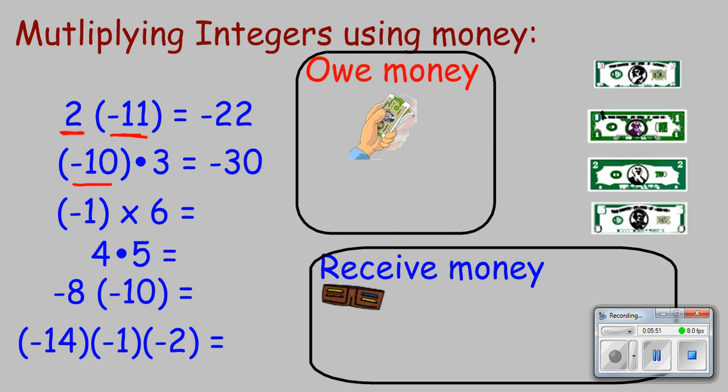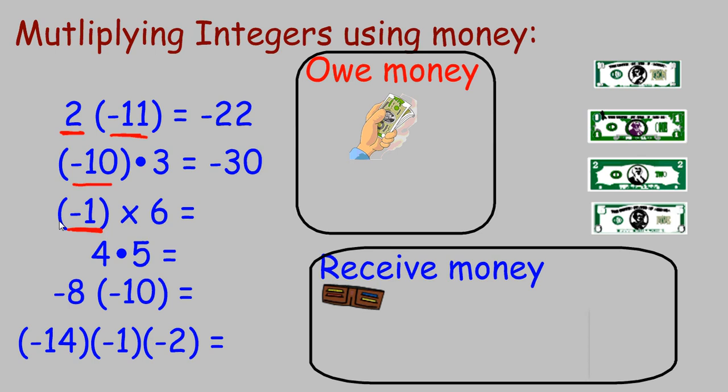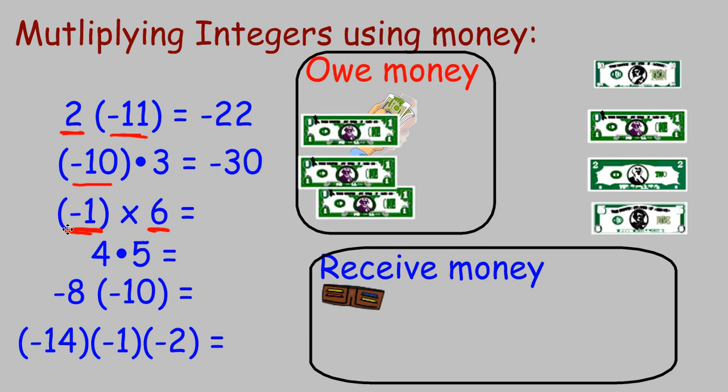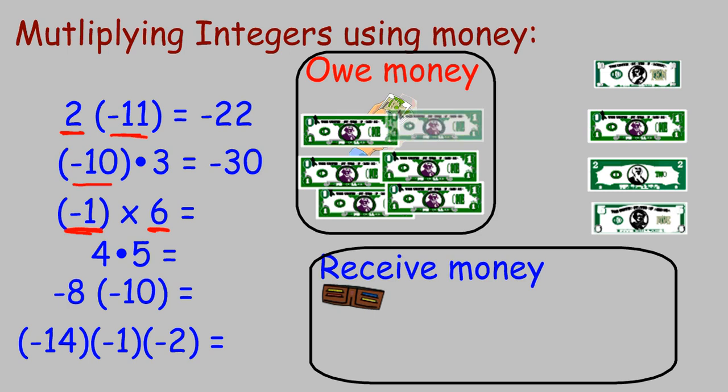And here we can see that we owe $1 to 6 different people. So again, I can say this is $1 that I owe to one person, 2 people, 3, 4, 5, 6, and now I owe a total of 6 people, or $6, which is a negative 6, since I owe that amount.